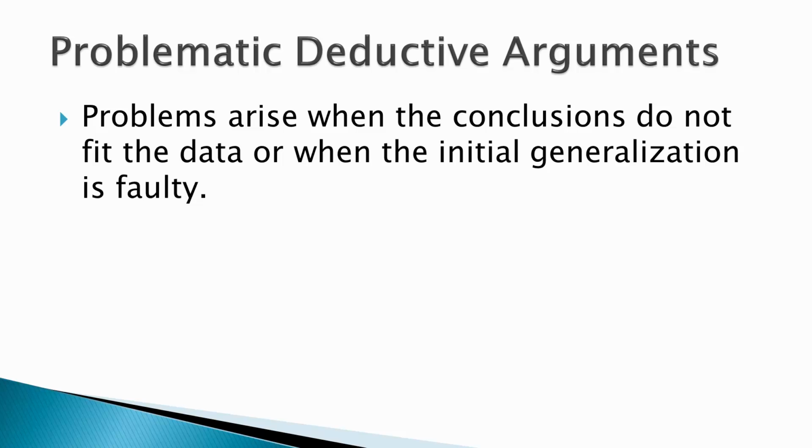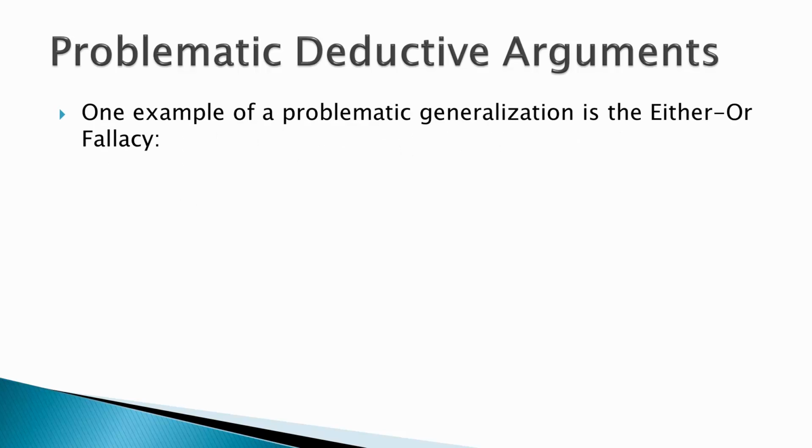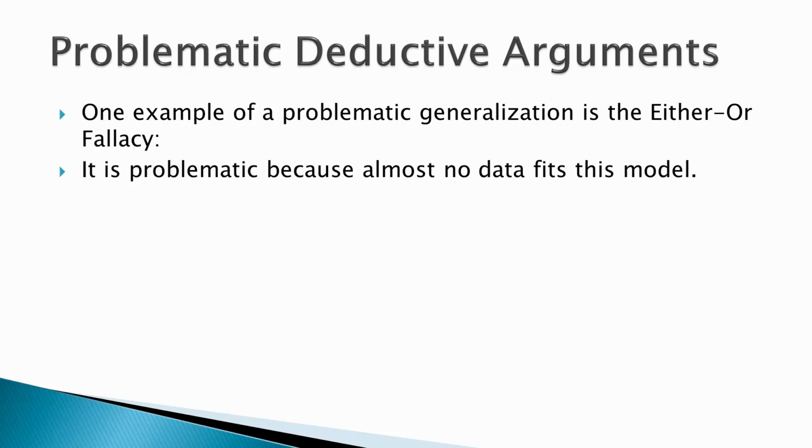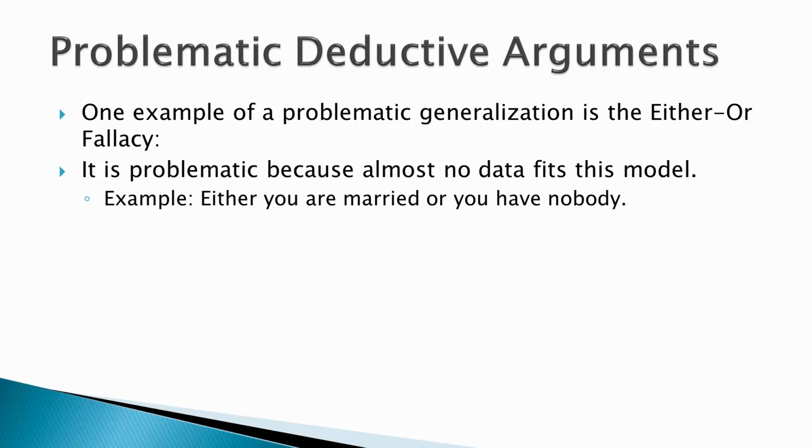Another place where problems arise, aside from faulty initial points, is when the conclusions aren't going to fit the data, or when perhaps the generalization is an either-or kind of statement. So, for example, if you start with a generalization that's problematic, then the conclusions you're going to make based on that generalization are also going to be problematic. So, if I take an either-or example, let's say I have a statement like either you are married or you have nobody. And then if I tried to make arguments out of that, hey, you're not married, so therefore you have nobody.